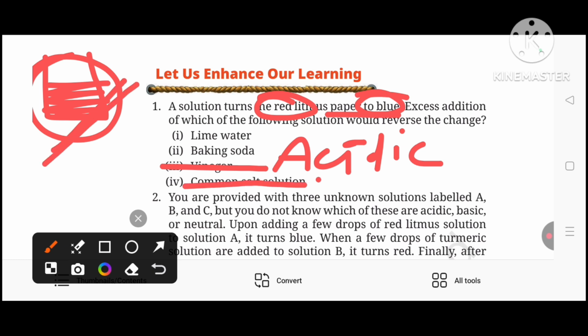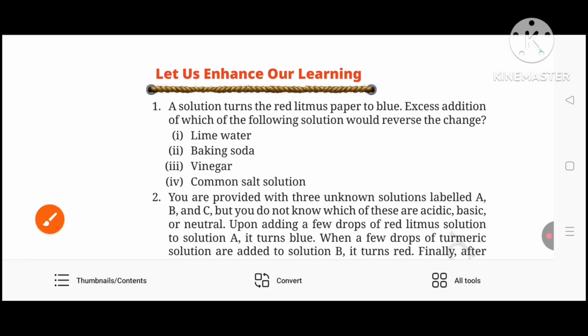The common salt solution is neutral in nature, so it will not change the color of the solution.